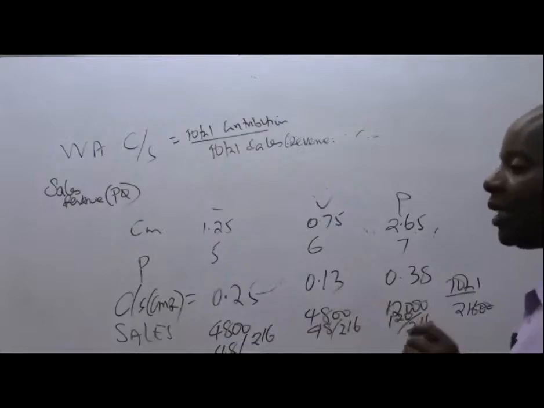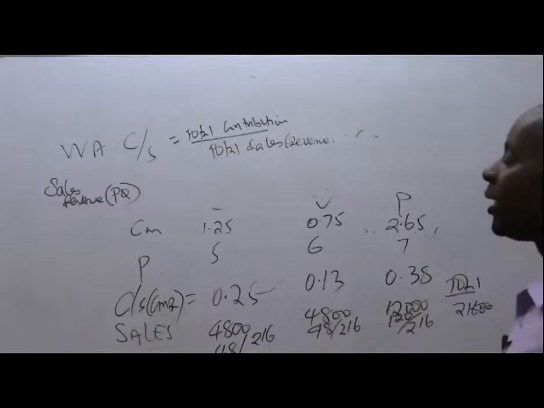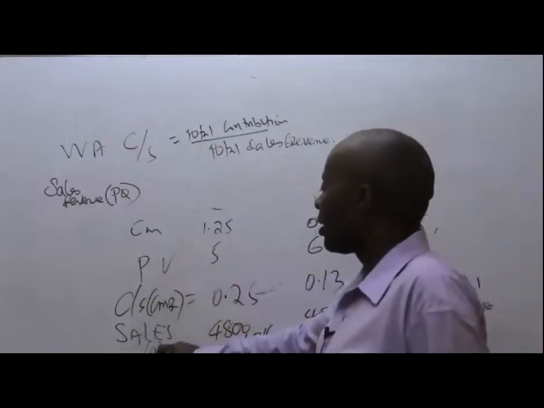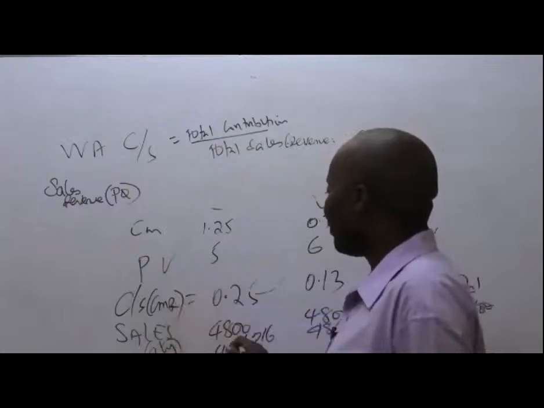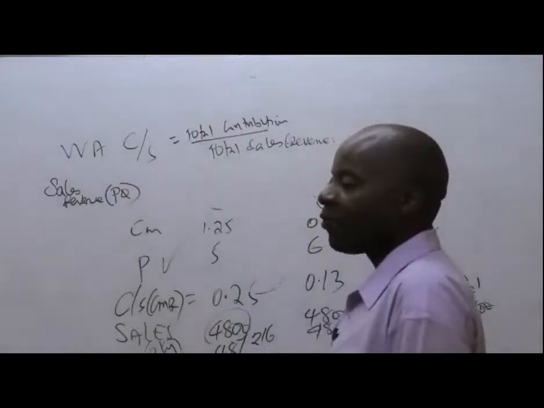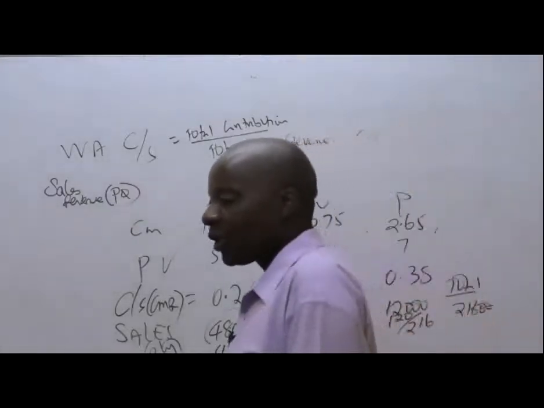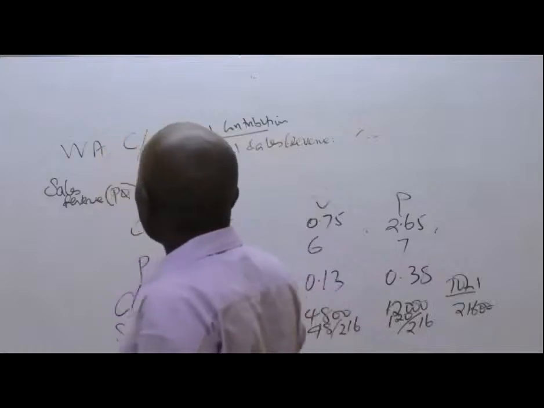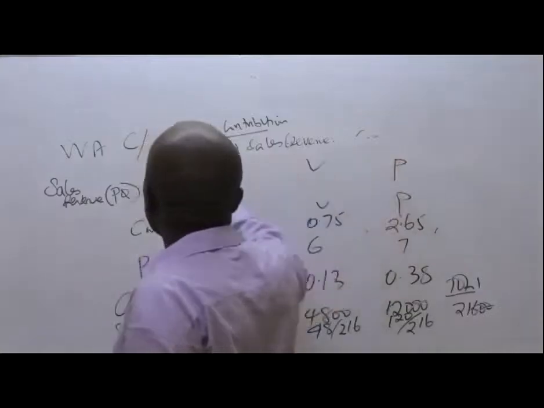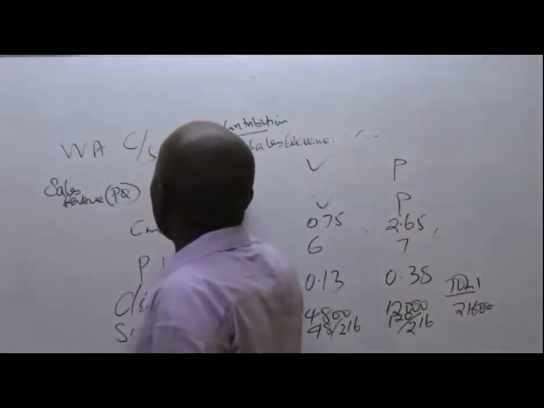I've given you a hint that to get sales revenue, we normally take price times quantity. So we have the price here and we have the quantity there. So 5 times 4,800, 24,000 according to Lokai. Thank you very much. So in this case, the sales for C is 24,000.